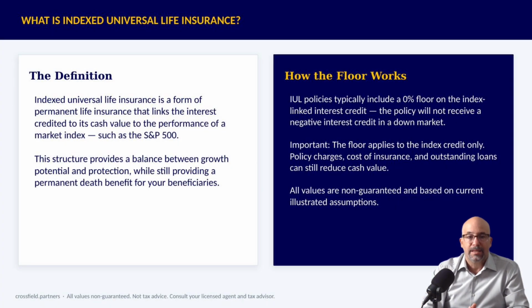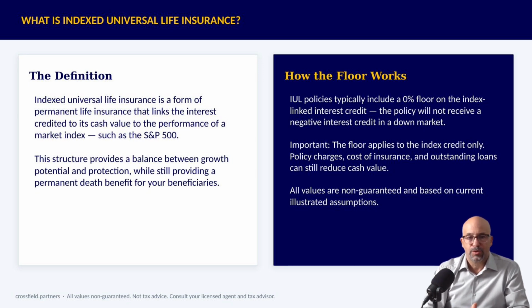So, what exactly is an IUL? Indexed universal life insurance is a form of permanent life insurance. Like other permanent policies, it provides a death benefit for your beneficiaries, but it also has a cash value component, and that's where the indexed part comes in. The interest credited to the cash value is linked to the performance of a market index, like the S&P 500.